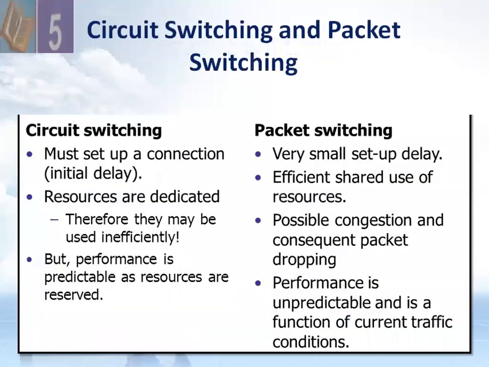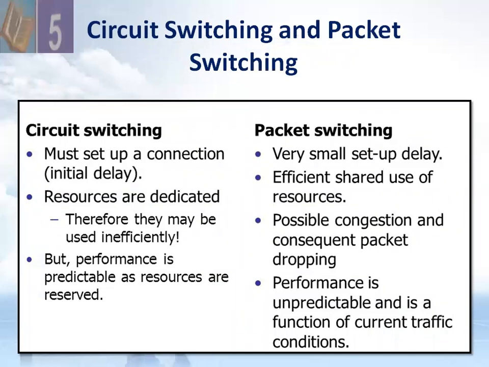Circuit switching and packet switching: differentiation and comparison between these two. Circuit switching must set up a connection initially, causing delay. In packet switching, there is very little setup delay. In circuit switching, resources are dedicated, therefore they may be used inefficiently. In packet switching, there is efficient shared use of resources, but possible congestion and consequent packet dropping. In circuit switching, performance is predictable as the resources are reserved. In packet switching, performance is unpredictable and is a function of current traffic conditions.